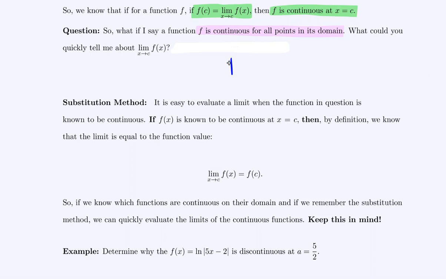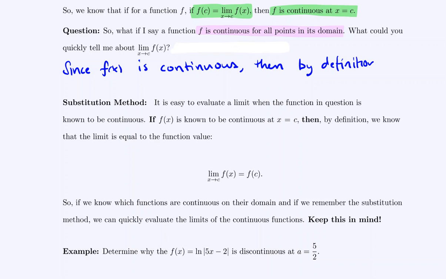Take a moment and pause the video if needed to give yourself time to think about this, and then unpause when you're ready. What we could say is, since it's continuous, we were told it's continuous, then by definition the limit is not able to equal whatever it wants. It has to equal the function value. So our limit must be equal to the function value if it's continuous.